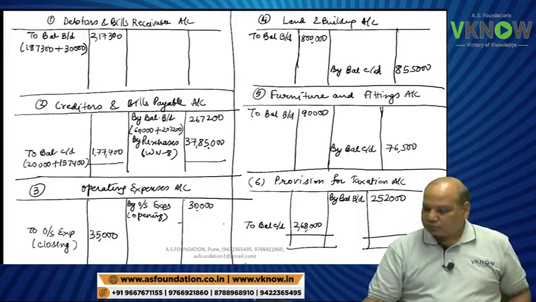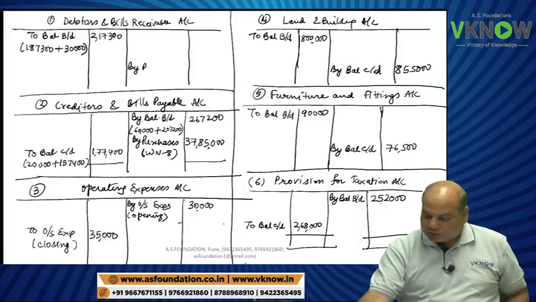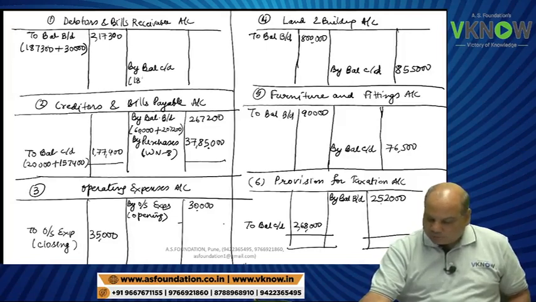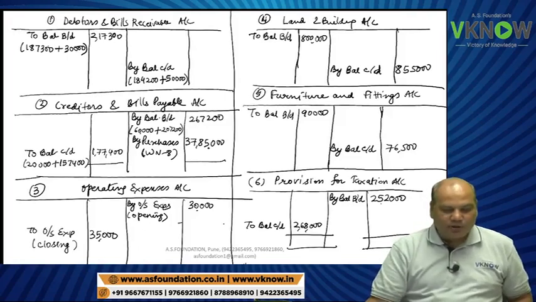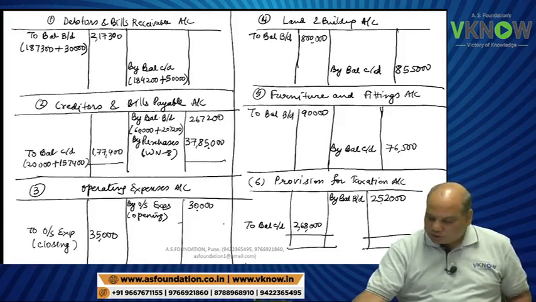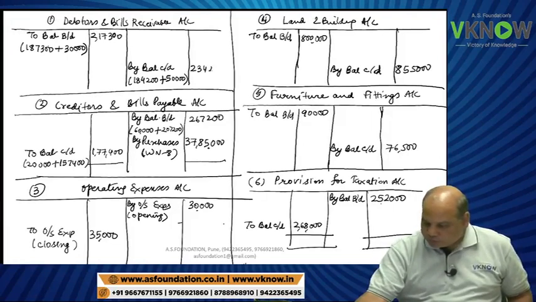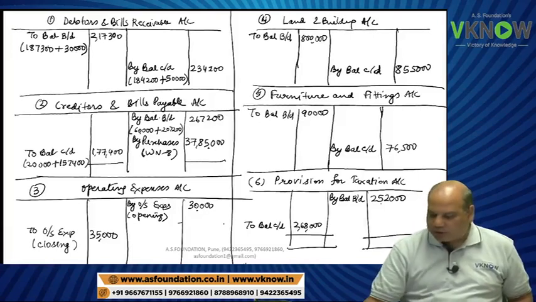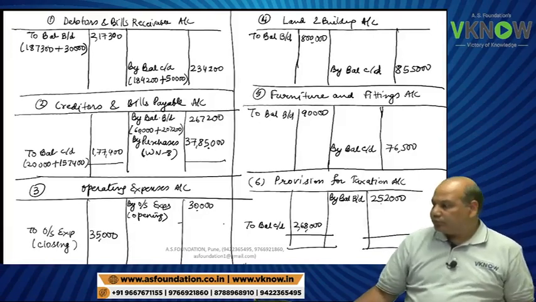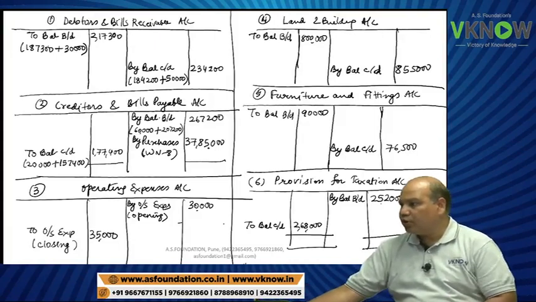Okay. And credit side, last line, by balance carried down, debtors plus bills receivable 184,200 plus 50,000. So that is equal to 234,200. Write nicely.